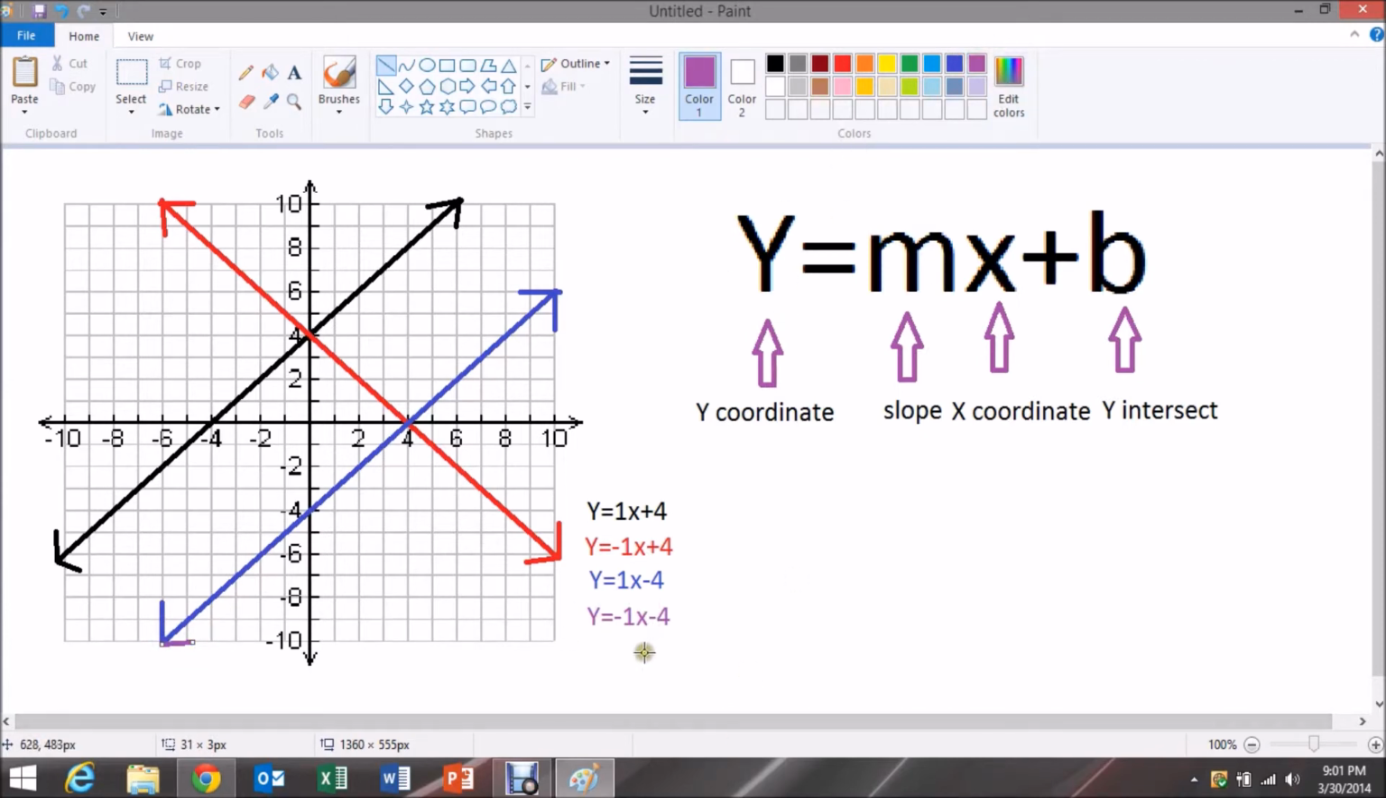For our next one, we have a negative 1x minus 4. So this is going to intersect at the negative 4 on the y-axis. So we go down our y-axis, find the negative 4, and it is a negative 1 over 1 slope. So that means we're going to fall 1 and run 1, fall 1 and run 1, and so on. So we're going to go down from there.